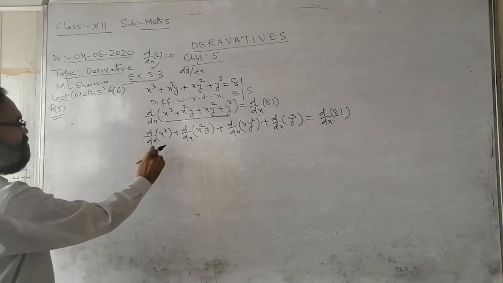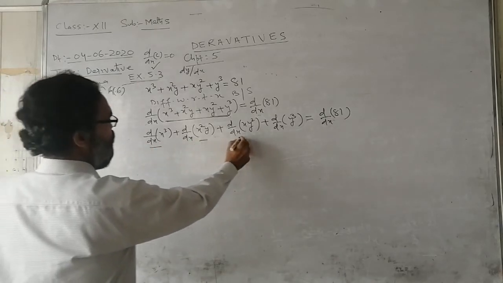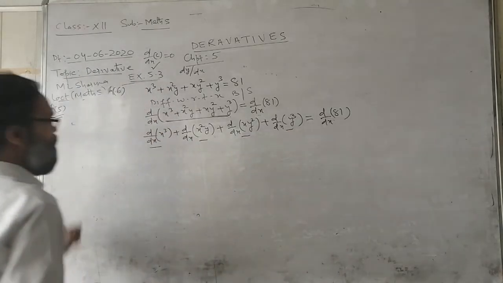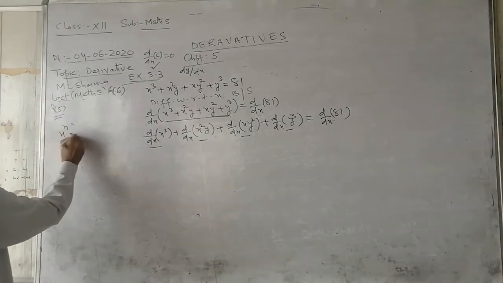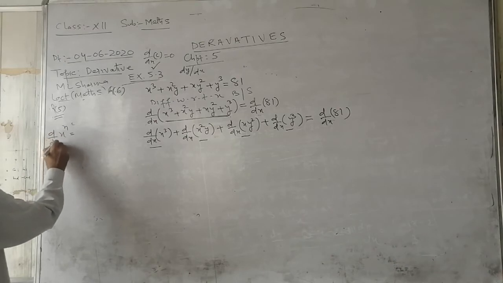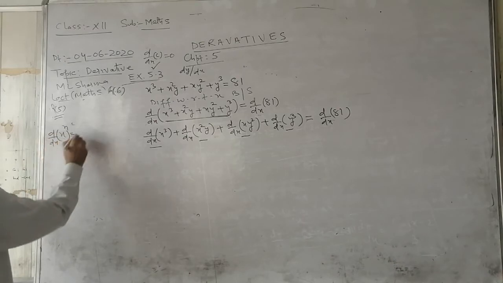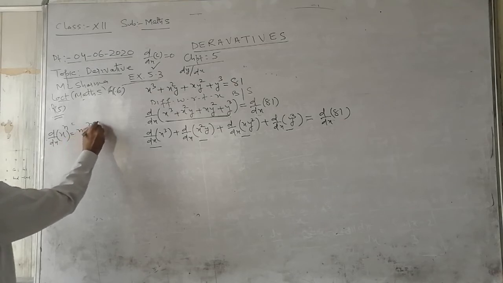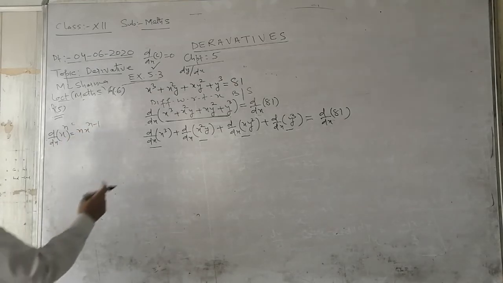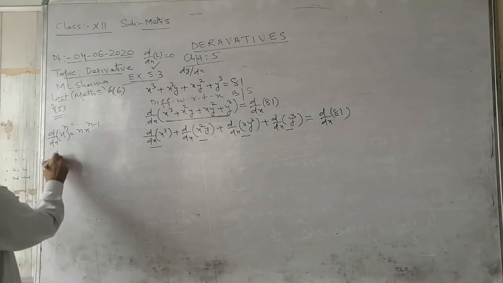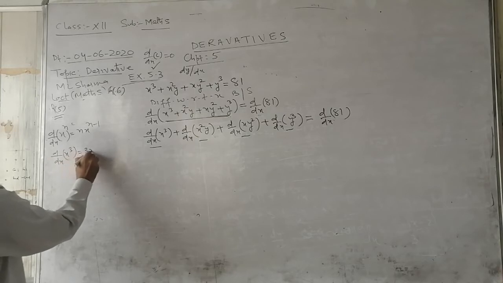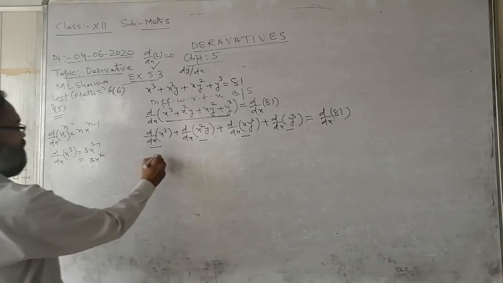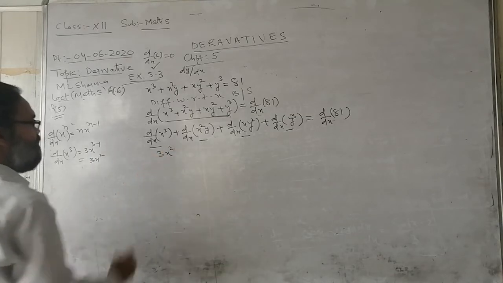Then derivative of each term. So here x power n derivative, its formula I had shown yesterday. It is n times x power n minus 1. So here d upon dx of x cube will be 3 times x power 3 minus 1, that is 3x square. So I can write 3x square.